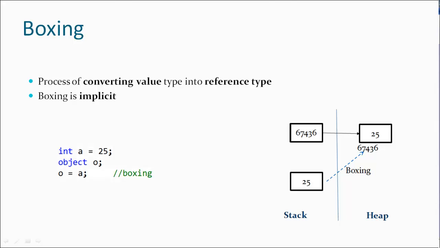Now let us see the concept of boxing and unboxing. Boxing is a process of converting a value type into a reference type. For example, we know that object is the base of all data types and we can assign any type to it. So here we are assigning int a to object o. This will copy the value into an object in the heap. This conversion is known as boxing. You should also note that boxing is always implicit. No need to specify any typecasting operator.